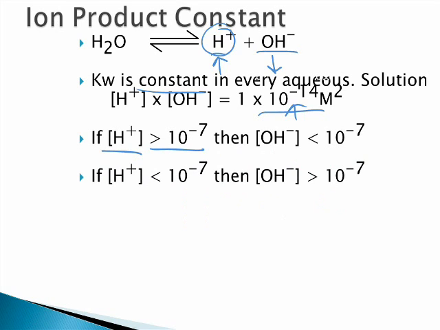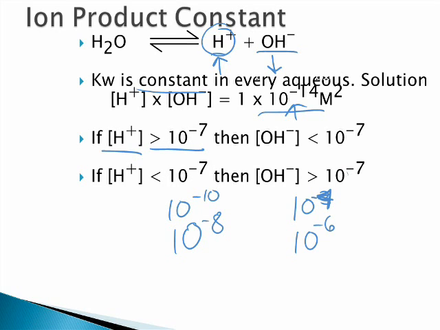Now, if the concentration of hydrogen is less than 10 to the minus 7, then the concentration of hydroxide must be greater than 10 to the minus 7 to multiply, I should say, to 10 to the minus 14. So if this is 10 to the minus 10, then the hydroxide ion concentration must be 10 to the minus 4, I can't add. The product of these two must add up to 14. 8 in this case, this will have to be 10 to the minus 6.